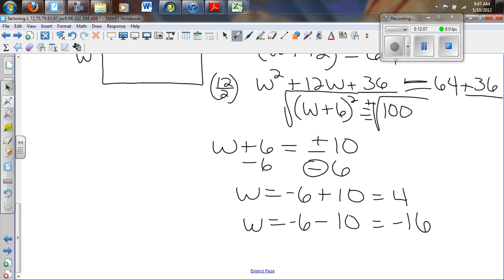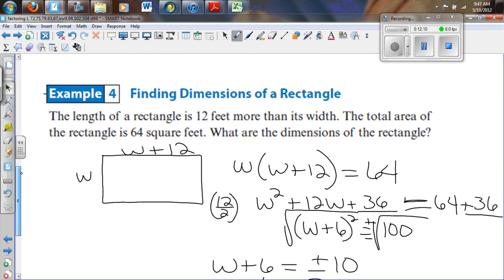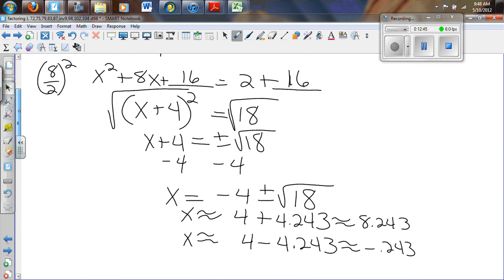If we go back up to this problem, we're talking about widths. We can either have an answer of 4 or negative 16. One of those doesn't make any sense because you can't have a negative distance. So negative 16 is an extraneous solution. If it's an extraneous solution, it won't work for this. And so W has to equal 4. And W plus 12, which is the length, has to equal 16. So the width is 4 and the length is 16. We only have one of those answers that actually worked for this problem.